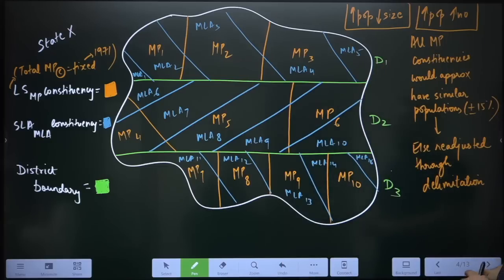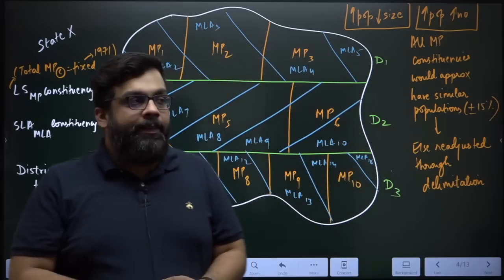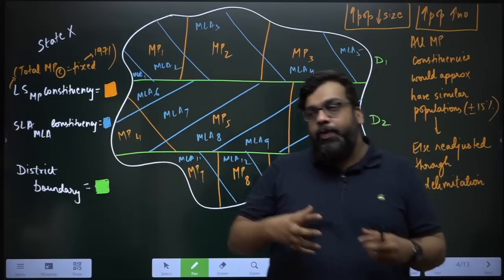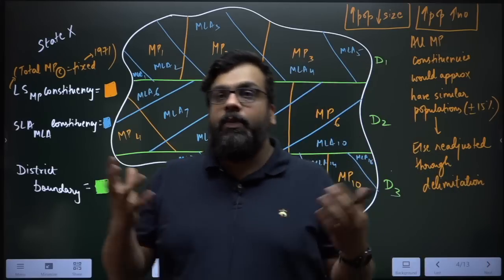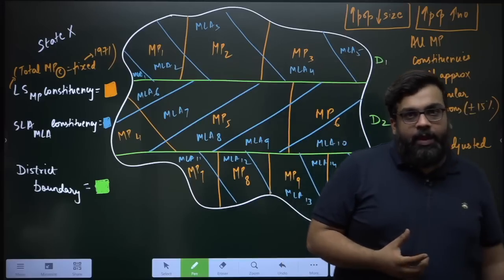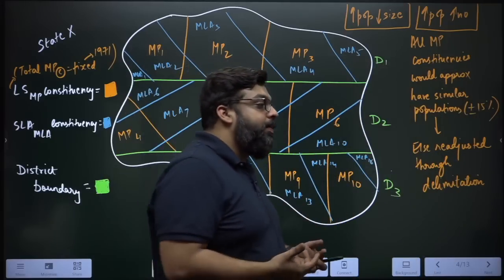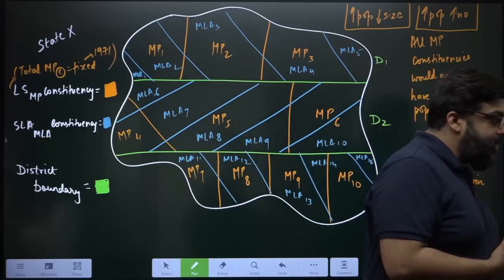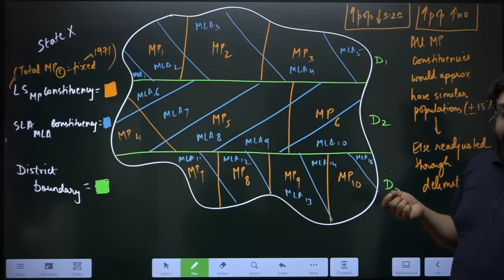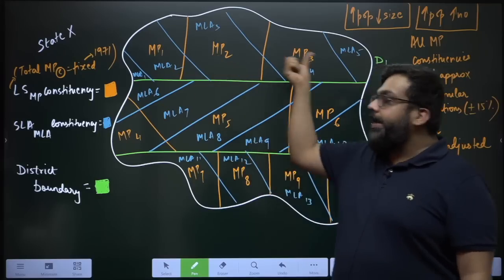But the basic principle here is that as far as MP constituencies are concerned, you will always want it to be fairly divided. It would be unfair that one MP is representing 1 lakh people and the other MP is representing just about 100 people, because that would be unfair. The MP will not be able to do justice. The local area development funds will obviously therefore be inconsistent. So we try to draw our constituencies in such a manner that you approximately have similar populations in each constituency.